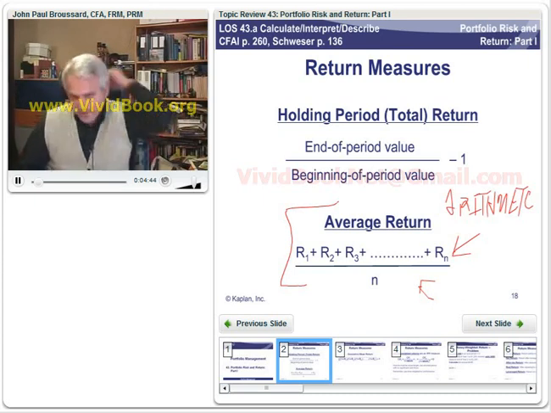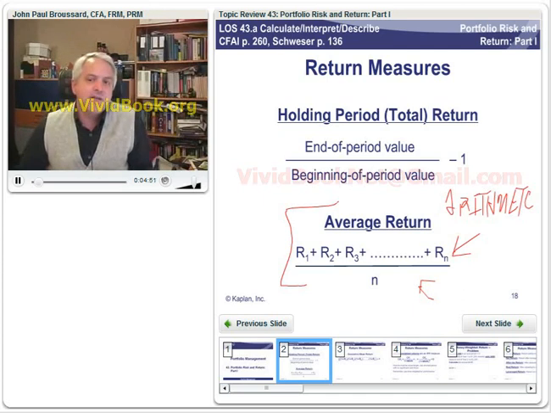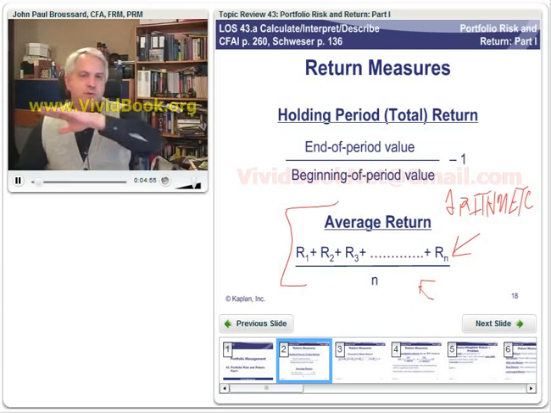Well, that's a nice figure, in that it could give you an indication of a central tendency, but it's really not going to give you an indication of change in value: if you started out with $1,000, what would you have ended up with at the end of the horizon.